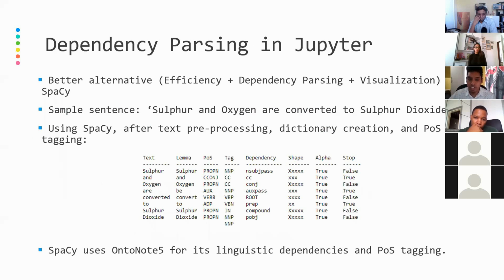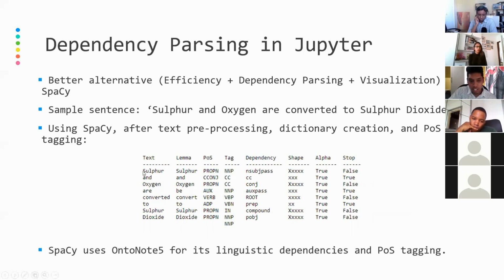So the better alternative when trying to work around this was to use spaCy, as it was a better alternative as far as efficiency, dependency parsing, and visualization is concerned. So because spaCy is a bit more efficient and works a bit better, the example which I use, which I'm sure we can all understand, is "sulfur and oxygen is converted to sulfur dioxide." Simple sentence, a simple string, right? So using spaCy and after the text pre-processing, the output was symbolized in this table, which we can see is quite neat and efficient.